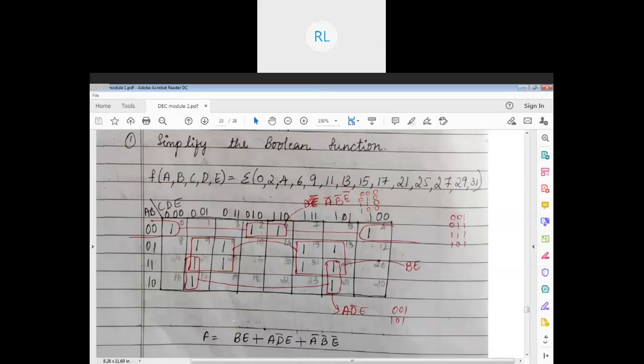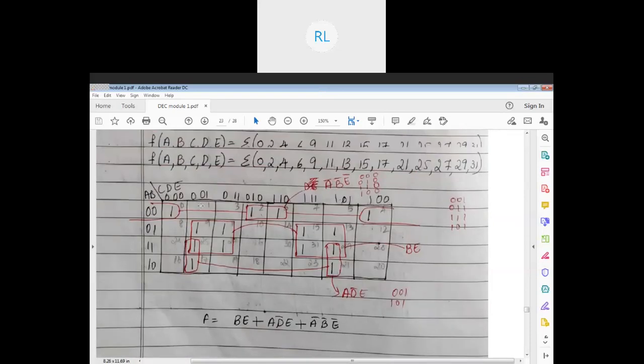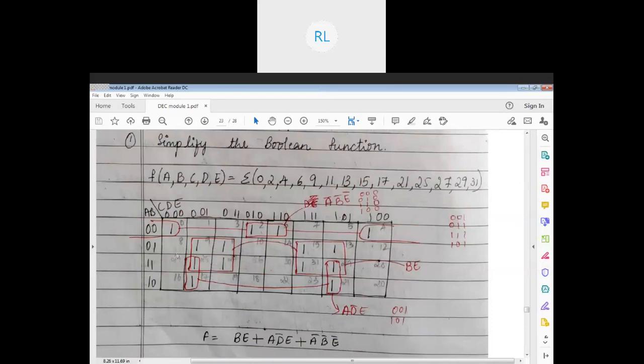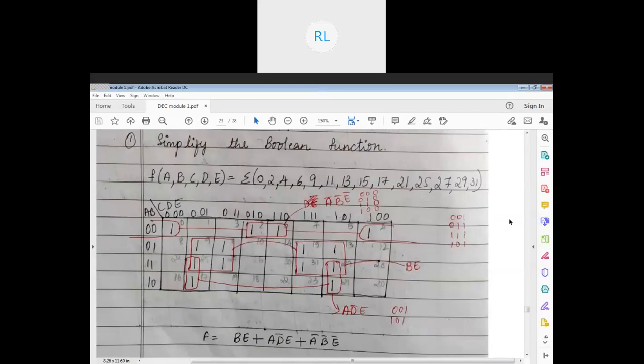So I just add them together. I put them all together and that becomes my final equation, which is nothing but BE plus A D bar E plus A bar B bar E bar. So a complex equation like this can be reduced to its simplest form, such as this. So using our grouping techniques, we should be very careful when we are grouping so that we get the maximum number of ones. Is that clear, students? Any doubts here? Any doubts you can ask?